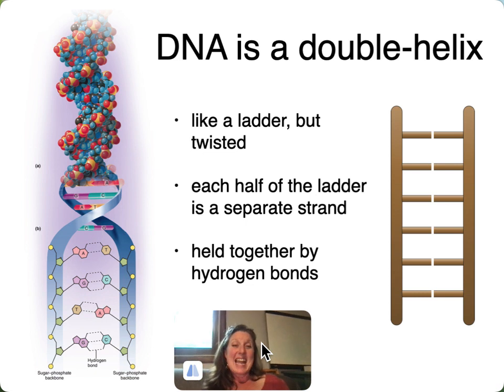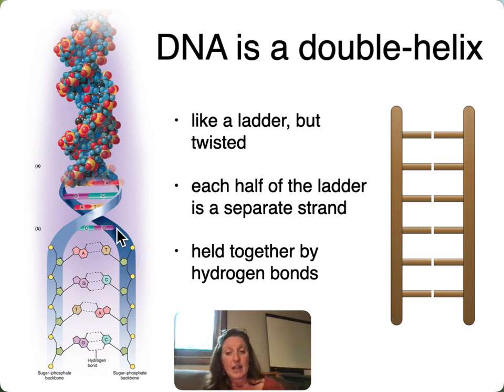Now, DNA is a double helix. That means that it's like a ladder, but it's twisted. The double means that there are two strands. Each half of the ladder is a separate strand. So here's one half of the ladder, here's the other half of the ladder. And the ladder is held together in this gap by hydrogen bonds. Individual hydrogen bonds are very weak, but when you have a whole bunch of hydrogen bonds, it sort of acts like a zipper that keeps these two strands together.